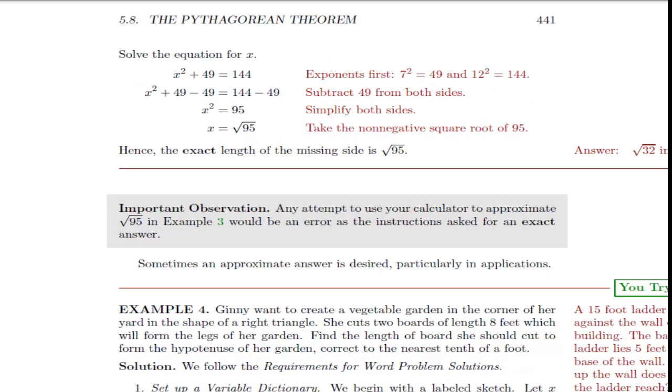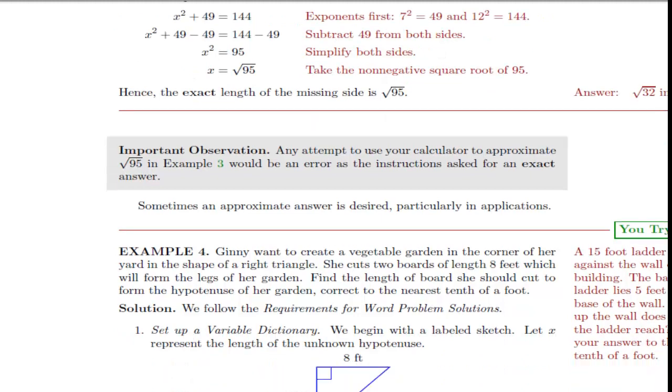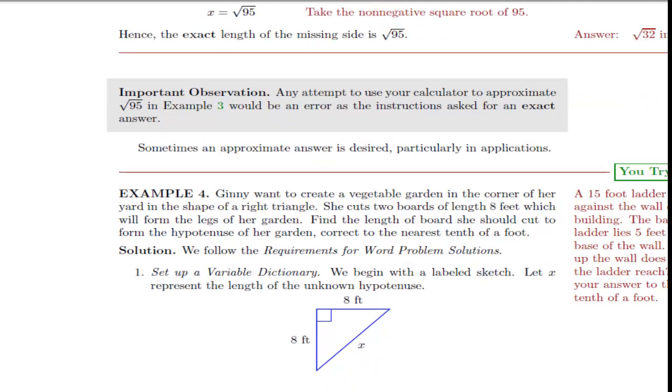Important observation. Any attempt to use your calculator to approximate square root of 95 in example 3 would be an error, as the instructions ask for an exact answer. Sometimes an approximate answer is desired, particularly in applications.